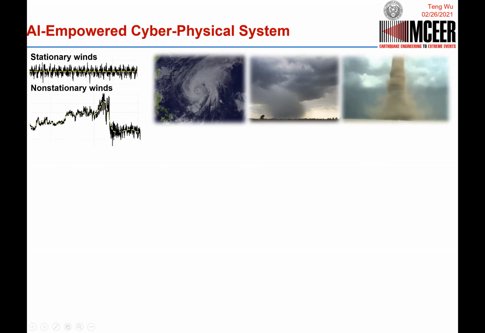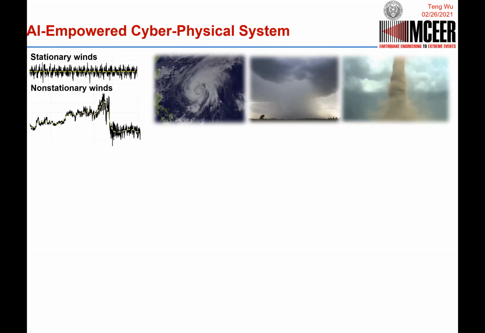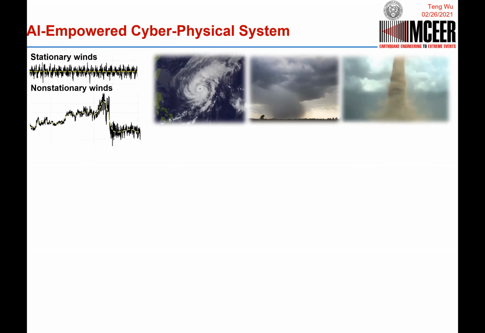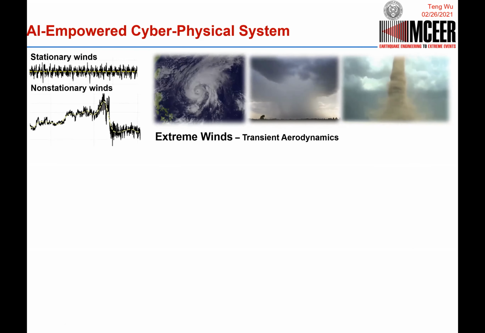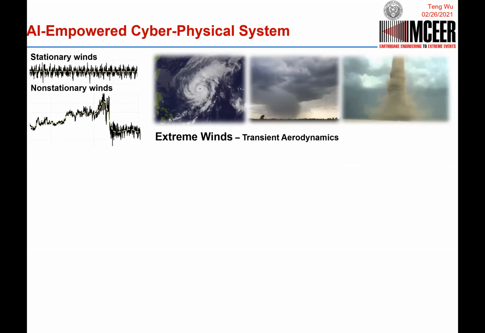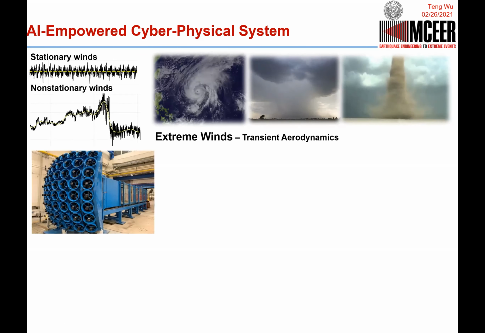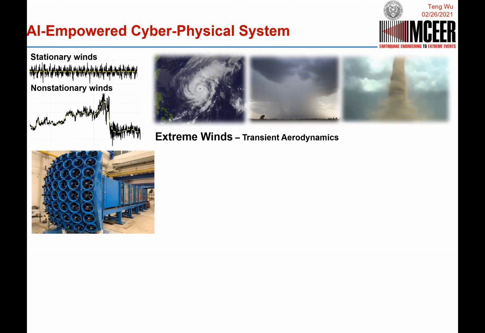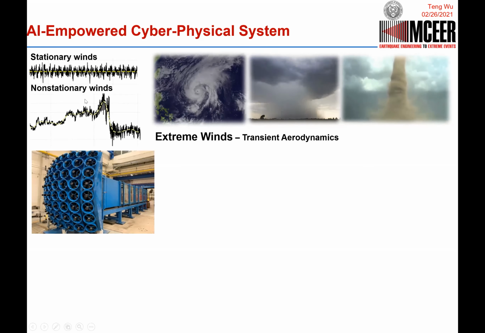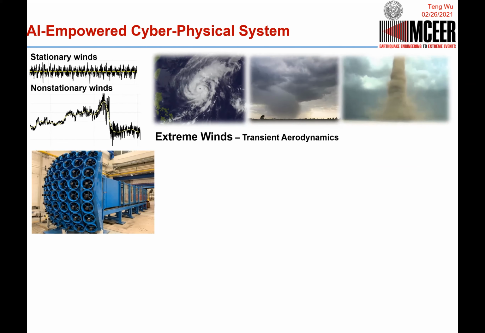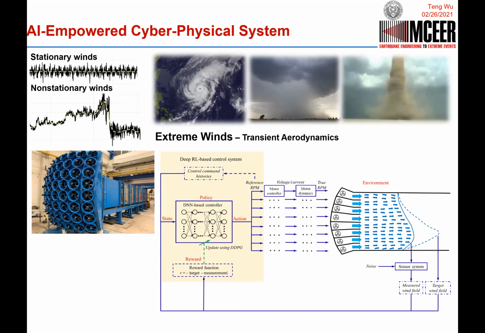Non-stationary winds not only change the wind input, but also change the mapping rules from the wind to the aerodynamic load. We call it transient aerodynamics. So for this purpose, we developed a multiple-fan active control wind tunnel at UB, and to effectively simulate those transient winds in the wind tunnel, we used a deep reinforcement learning-based control system to equip this wind tunnel, and the result is pretty promising.